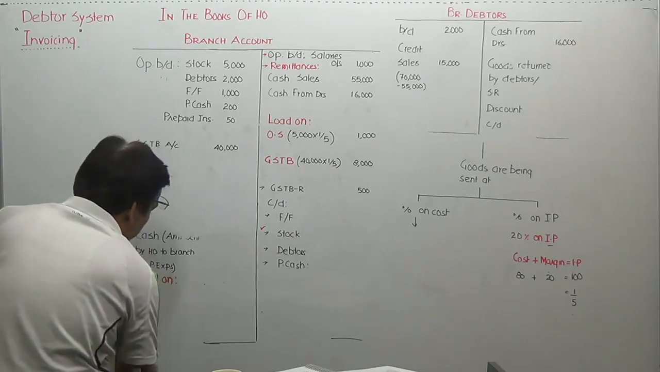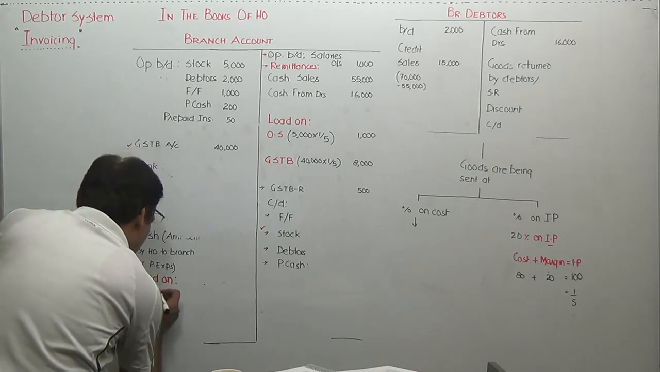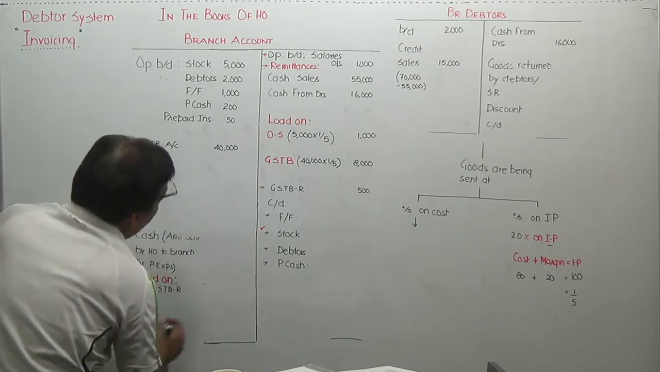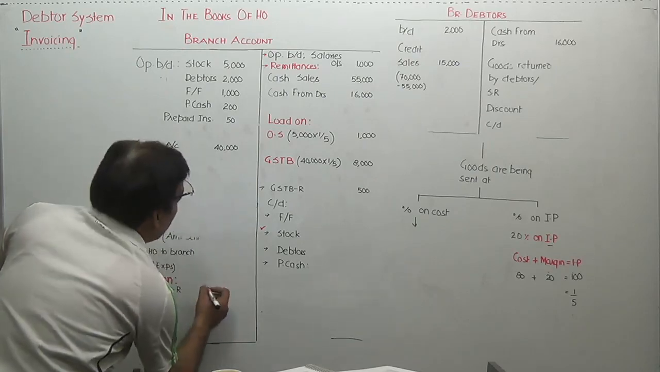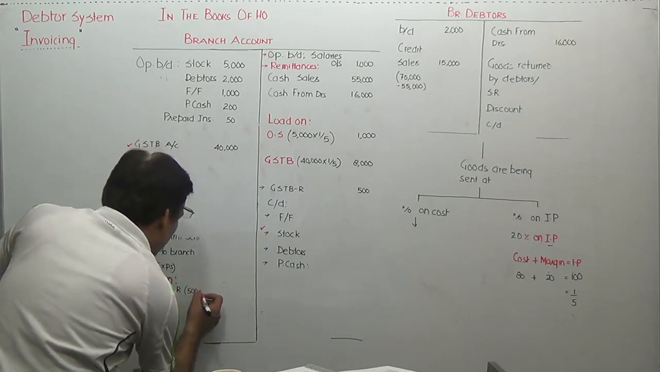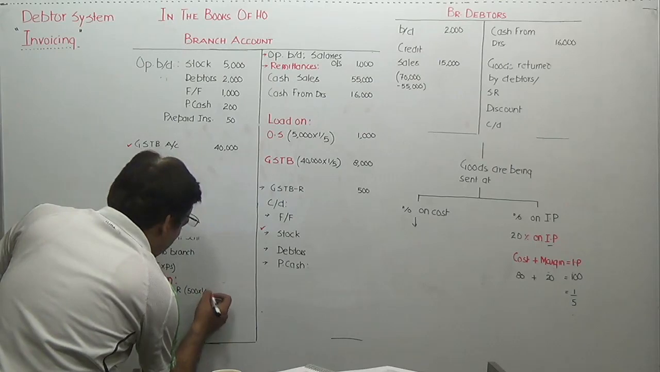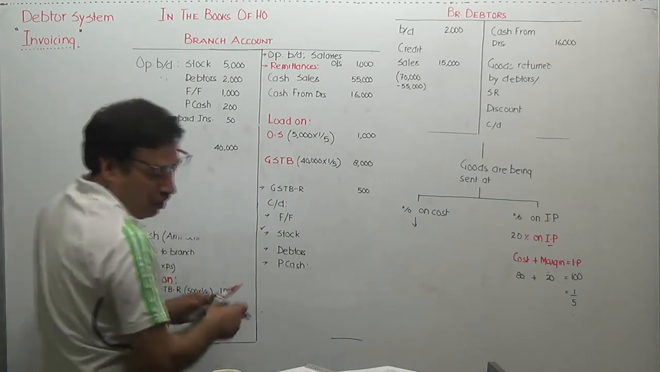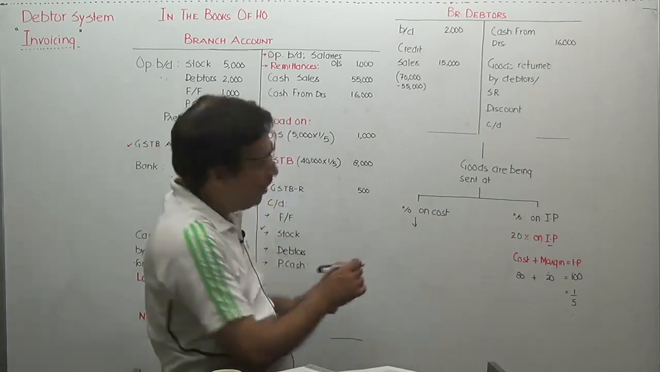Loading on goods sent to branch returns. Correct? You are going to write there 500 into 1 by 5, so loading will be 100. Then you have been given goods returned by debtors 200.